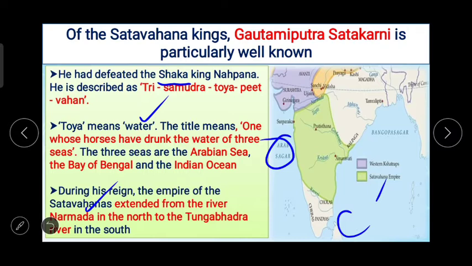Here you can see the Narmada river in the map. फिर नीचे आएंगे तो ये कृष्णा है, कावेरी है, and here is Tungabhadra also. तो ये जो पूरा एरिया है यहाँ तक उनका ही राज चलता था, या फिर ये सारा एरिया उनके अंडर था, पावर में था.